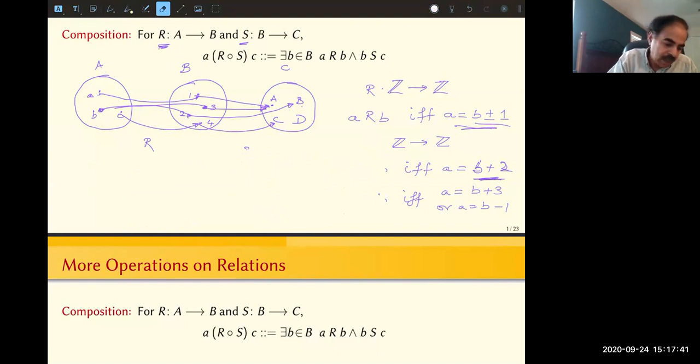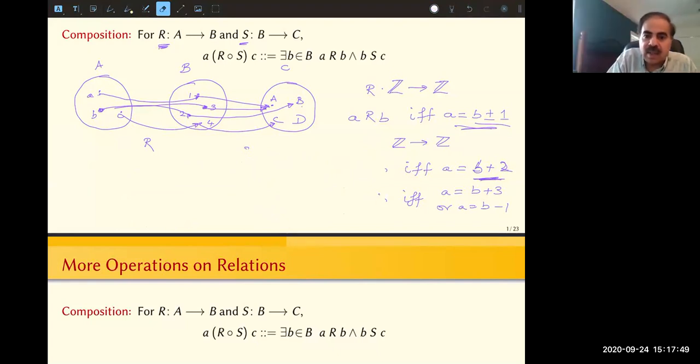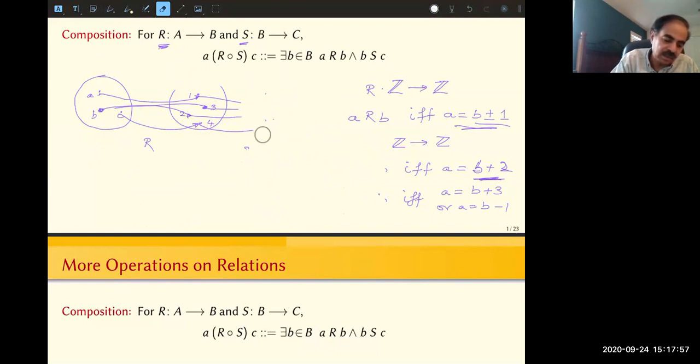Okay. I have a question. Yeah. Should it be A equals B plus 1? Let's work through the example again, because I already erased it. So let me just create myself a little bit more room.